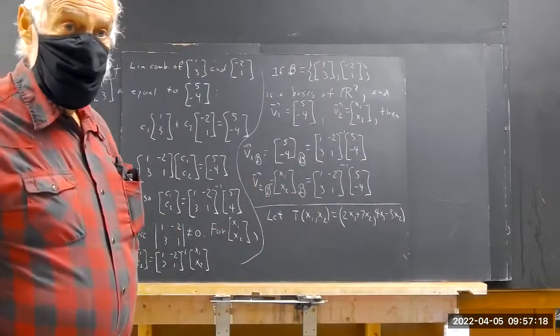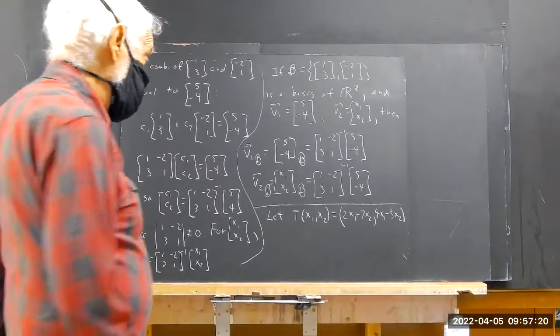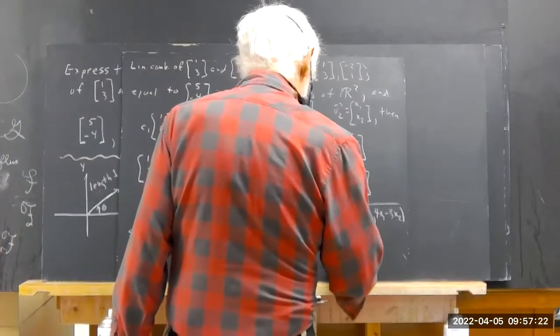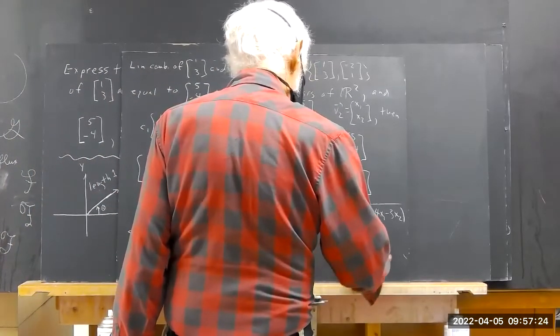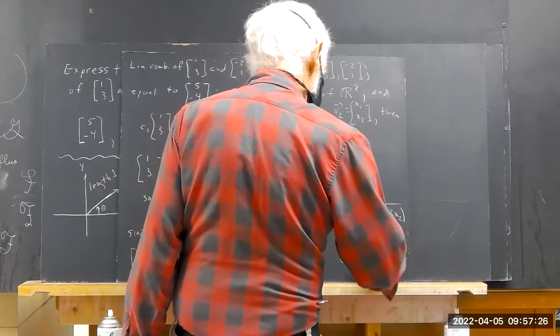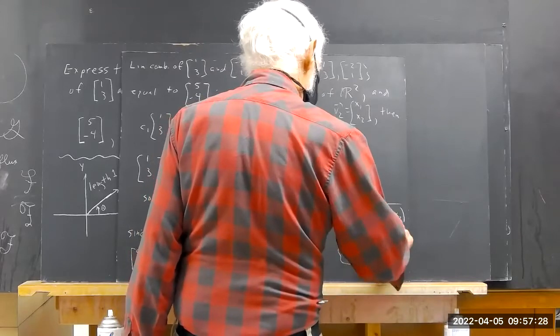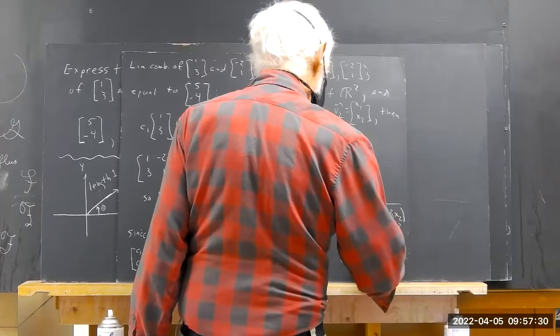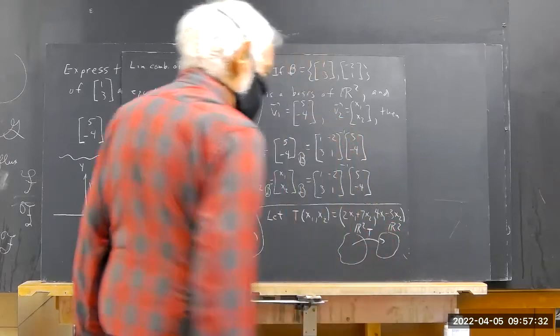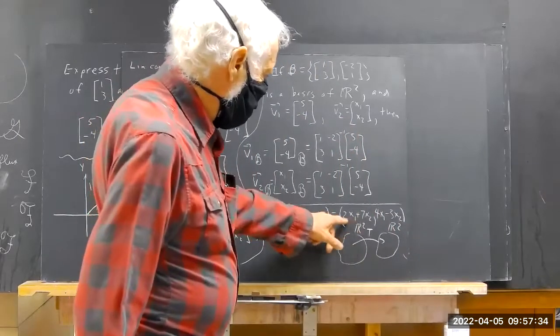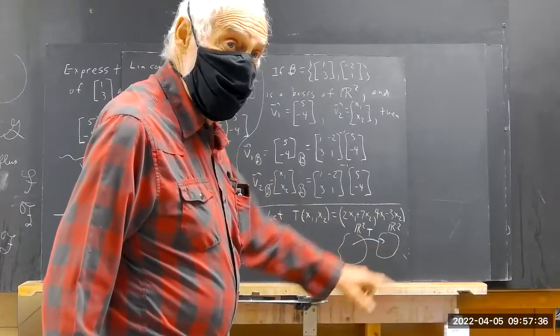Let this be a transformation. So now we have a transformation from R2 to R2. We know the coordinates over here. Here's how we calculate the coordinates over here.